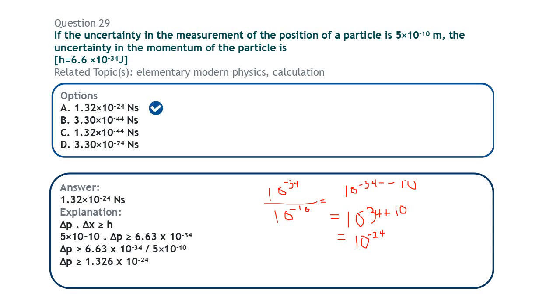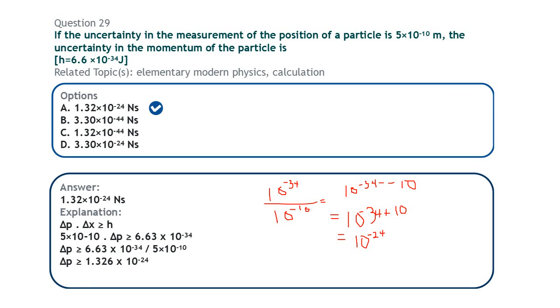From the law of indices, if I have 10 raised to power x divided by 10 raised to power y, that will be equal to 10 raised to power x minus y. Since they have the same base, I'll just take that common base and subtract the powers. That is for division. So here we have 10 raised to power minus 34 divided by 10 raised to power minus 10. This will be equal to 10 raised to power minus 34 minus the power here, minus 10.